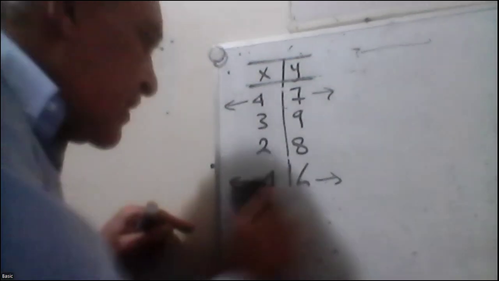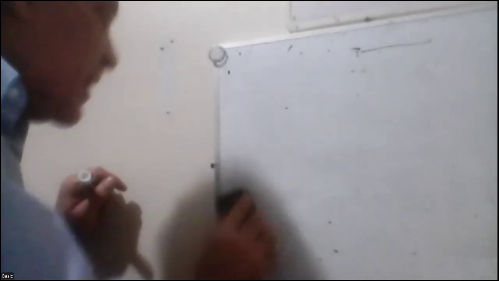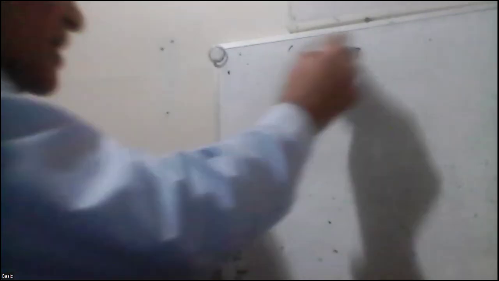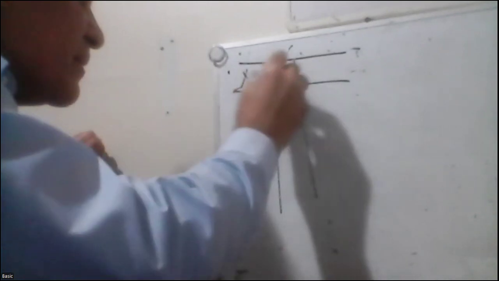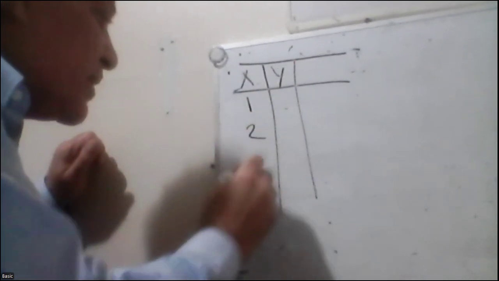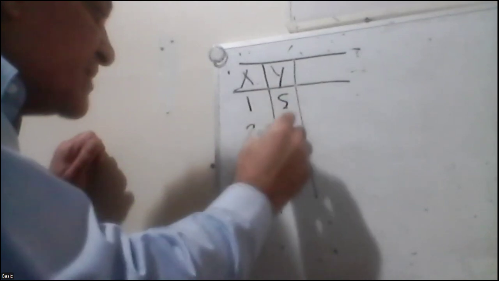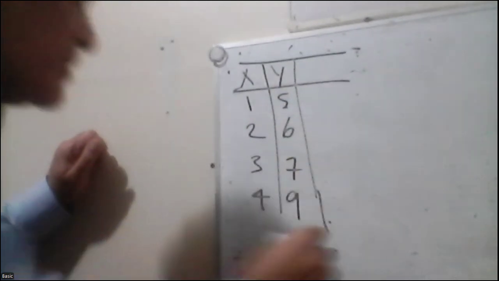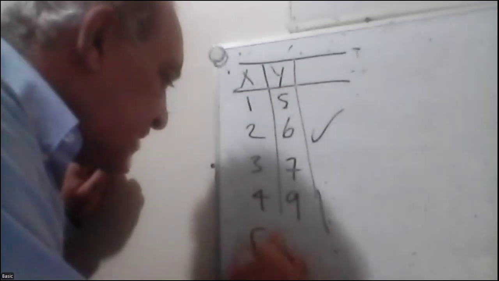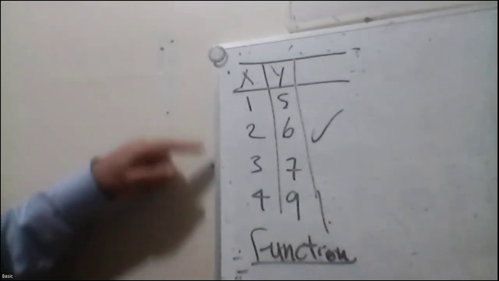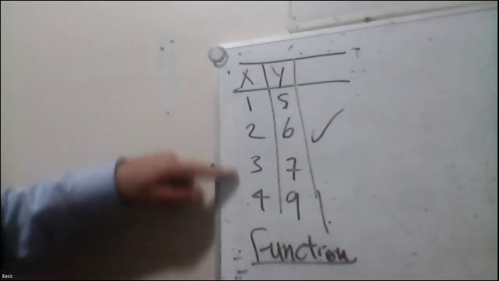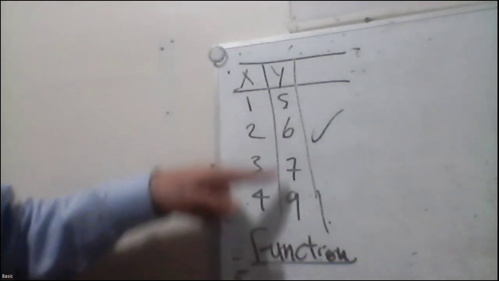Now we'll go to another idea in the same field. Here is x and here is y, and I have here 1, 2, 3, 4, and here 5, 6, 7, 9 as an example, different numbers. Yes, this is a function. This is a function for a simple reason, because nothing is repeated in x with different values of y.